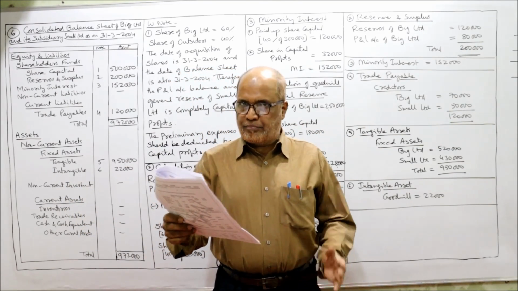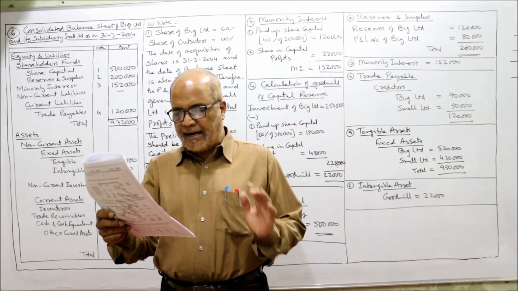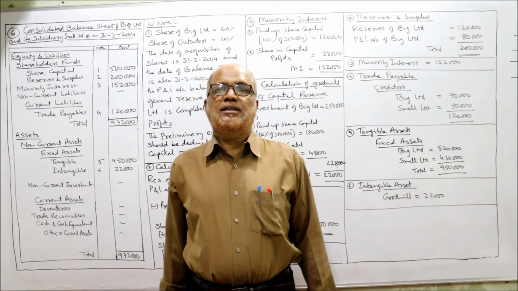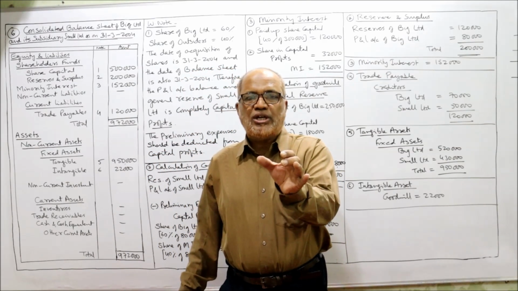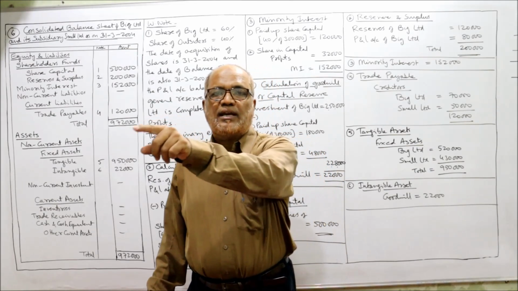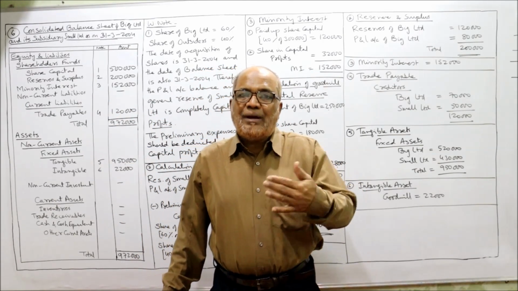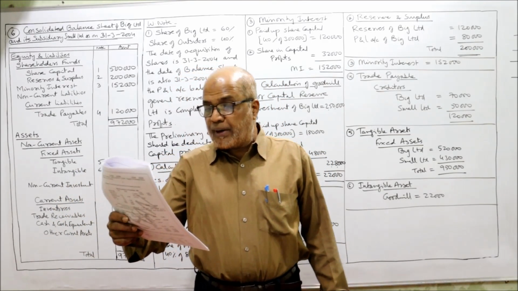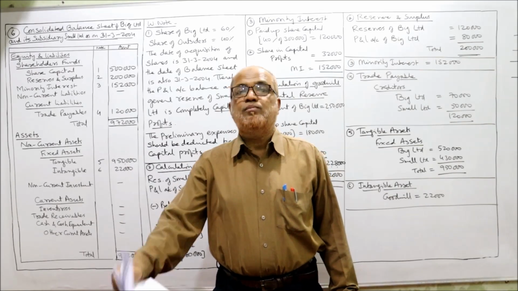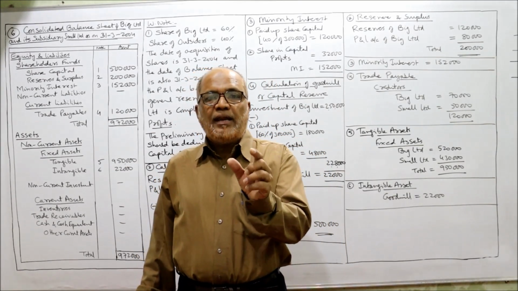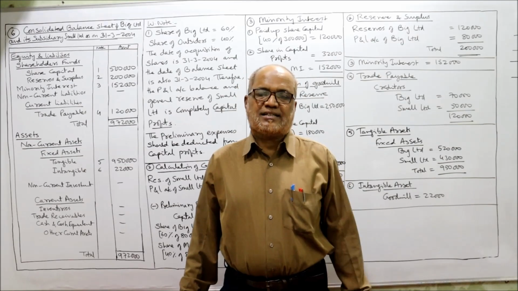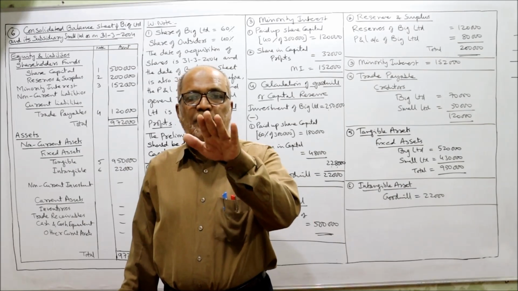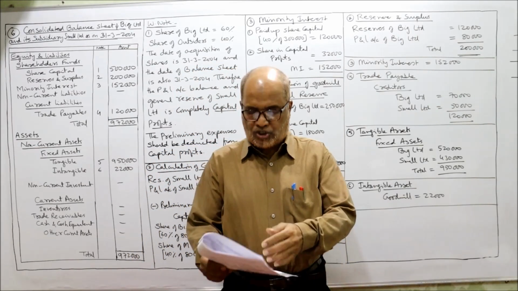Now sundry assets are given for both Big and Small. Add up both. Investment in shares of S Limited, 60% shares. That means Big Limited has purchased 60% of the share capital of Small Limited. The remaining 40% shares are held by outsiders, minority interest. Preliminary expenses are given only in Small Limited. See, preliminary expenses is a fictitious asset. So this is a capital loss. So this preliminary expenses will be deducted from capital profit.